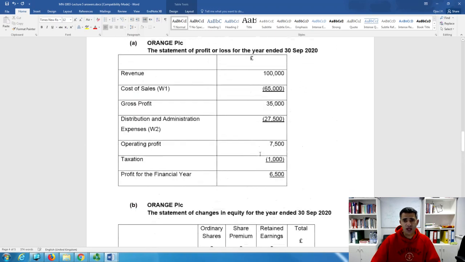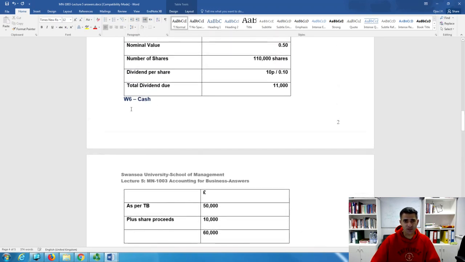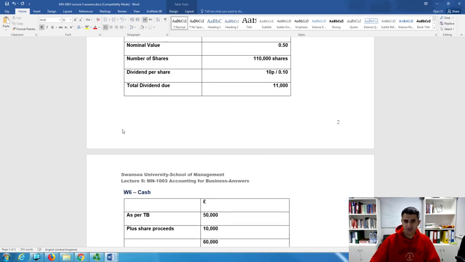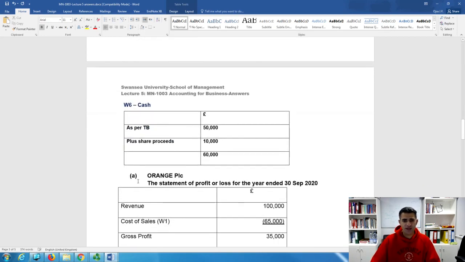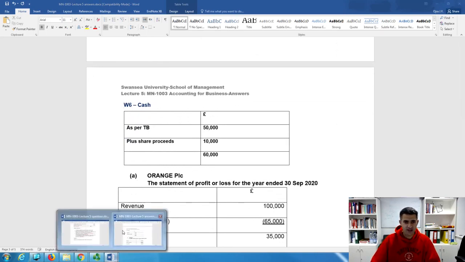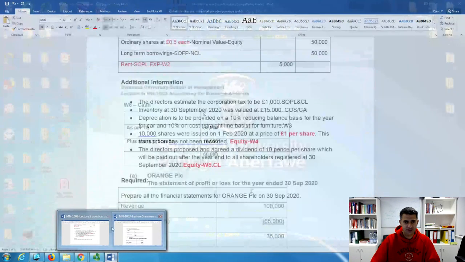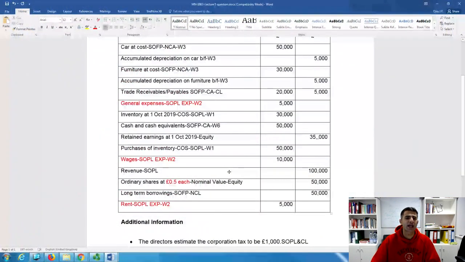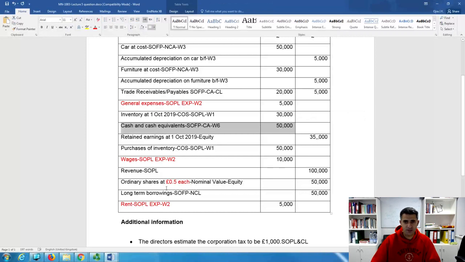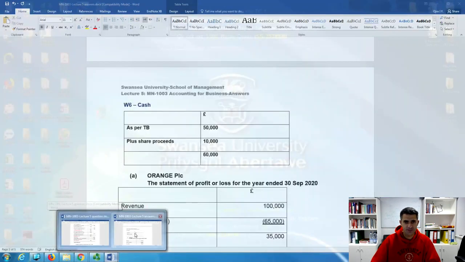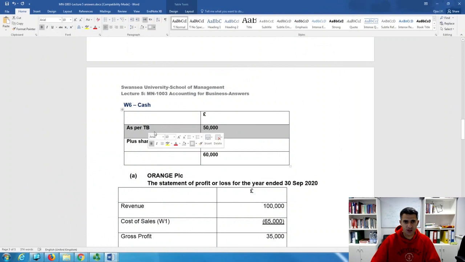Great. So the last workings here is the cash. If you look at the cash and cash equivalents, you can see that where is it? Here we go. Cash and cash equivalents, guys, as you see in the question, equal 50,000. That's from trial balance, 50,000. Can you see? Here we go. That's from trial balance.